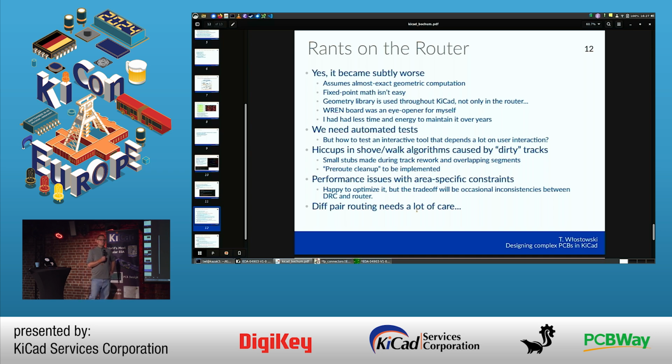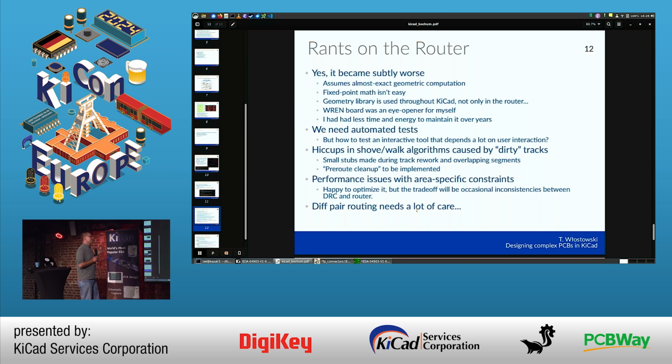I've heard people saying that in V7 it was smoother. In V8 it's not as smooth. There were many issues under the hood that we are trying to address. First of all, a router assumes almost exact geometric computation. It's all based on fixed points where all the rounding errors are assumed to be bounded to plus minus half an LSB. So imagine you calculate an intersection point between two line segments. We assume that it lies on these segments when it's not further than half an LSB away from the actual intersection point, which might not be integer, right?